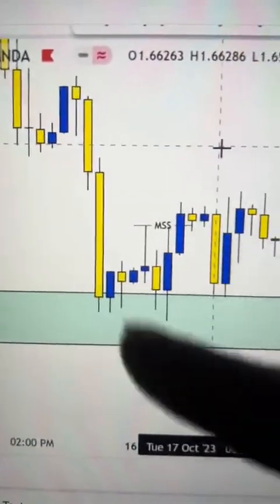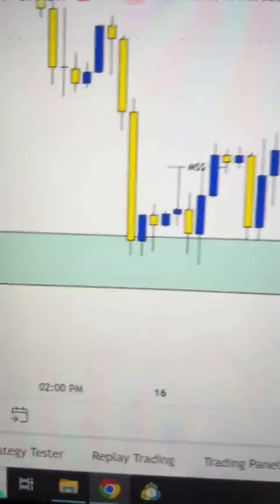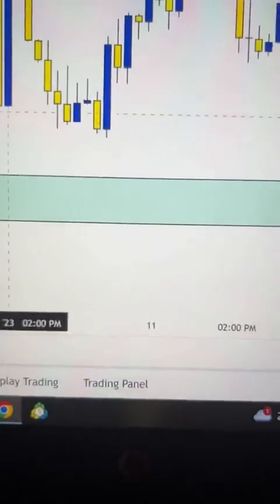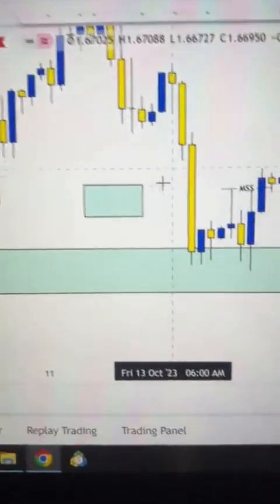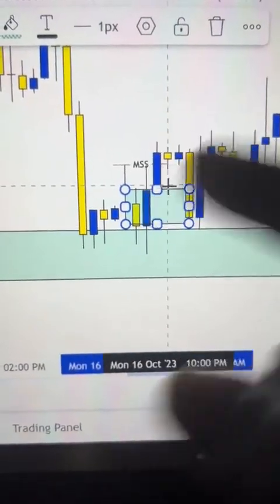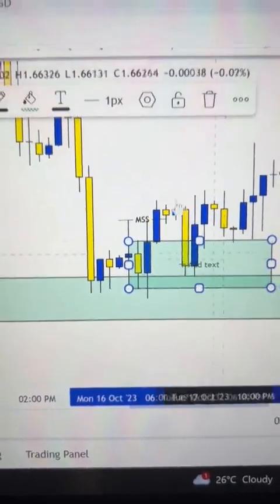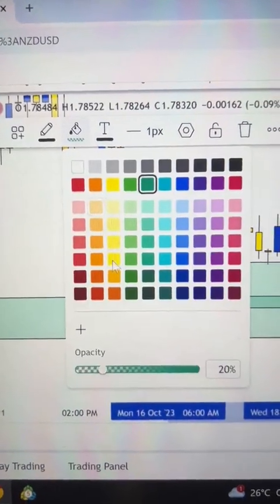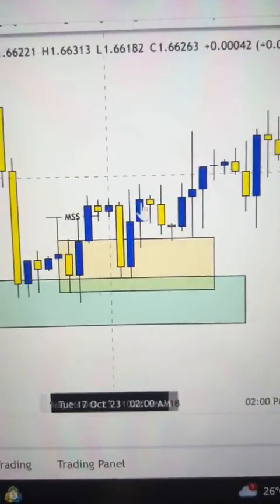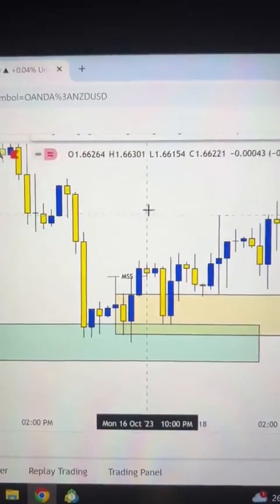Now, let's say this is the 15-minute time frame. Where is your order block on the 15-minute time frame? Your order block is this candle that printed before this market structure shift. So you mark it out like this. Let me change the color. Let's say this is your 15-minute order block. You mark it out, then you place your trade. This is how to trade.